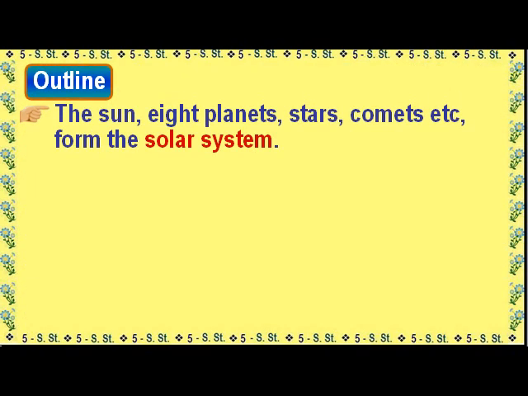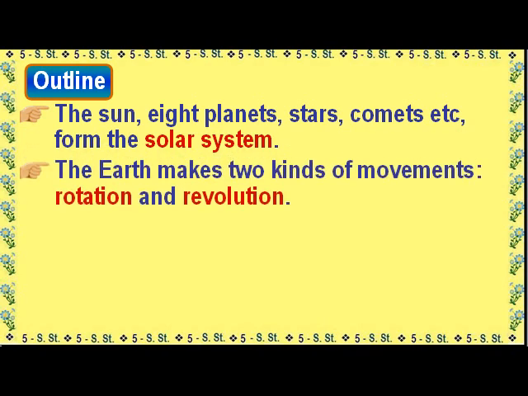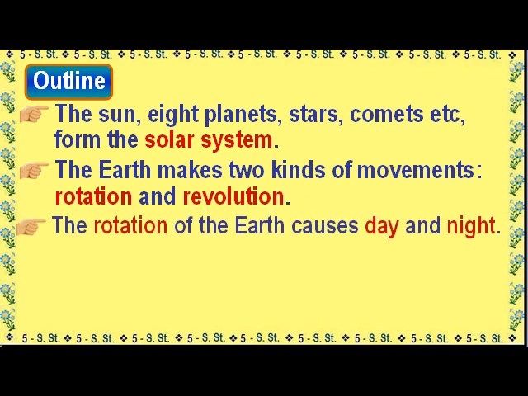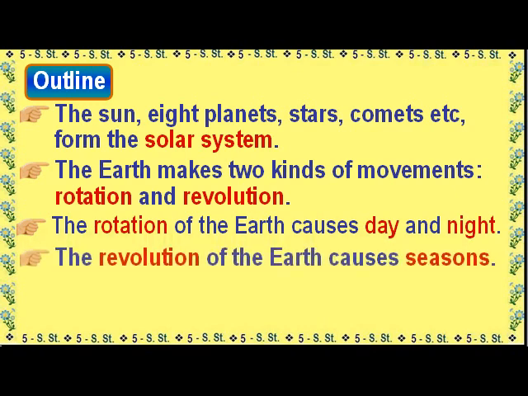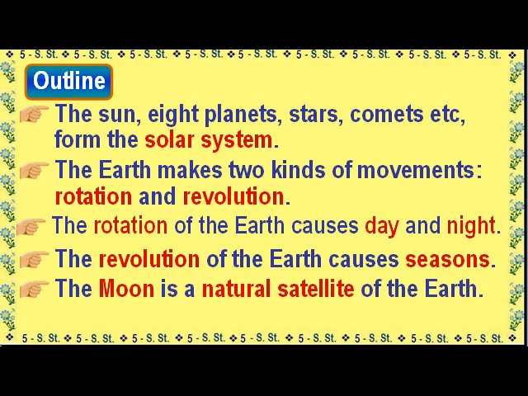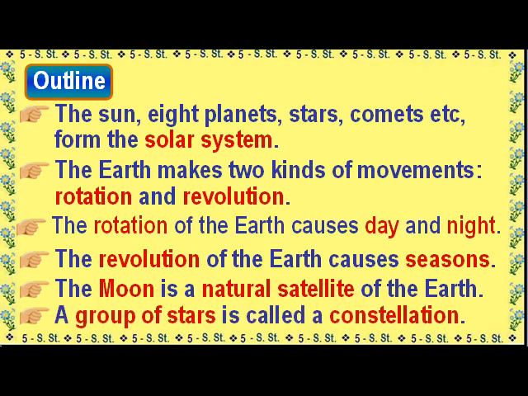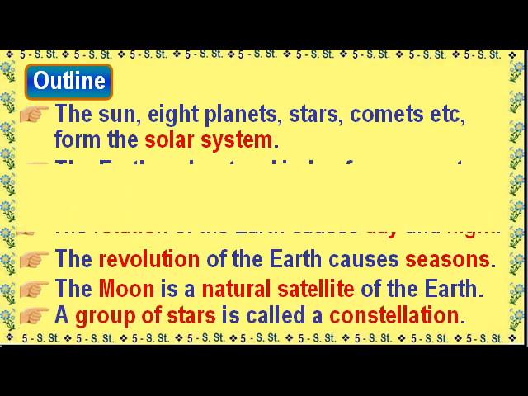Outline. The Sun, 8 planets, stars, comets, etc. form the solar system. The Earth makes two kinds of movements, rotation and revolution. The rotation of the Earth causes day and night. The revolution of the Earth causes seasons. The Moon is a natural satellite of the Earth. A group of stars is called a constellation.